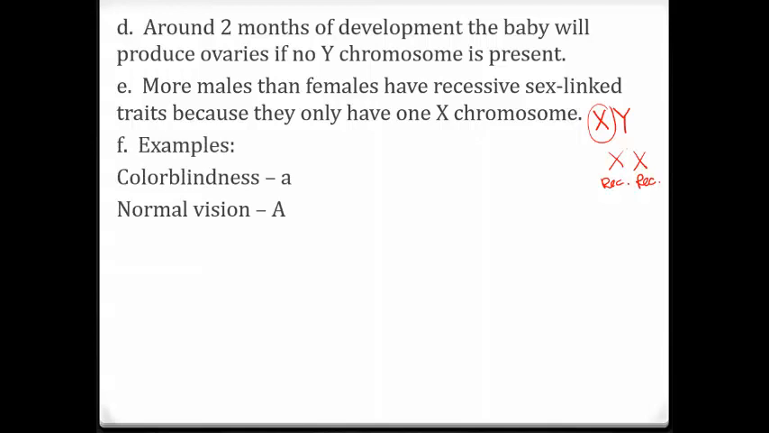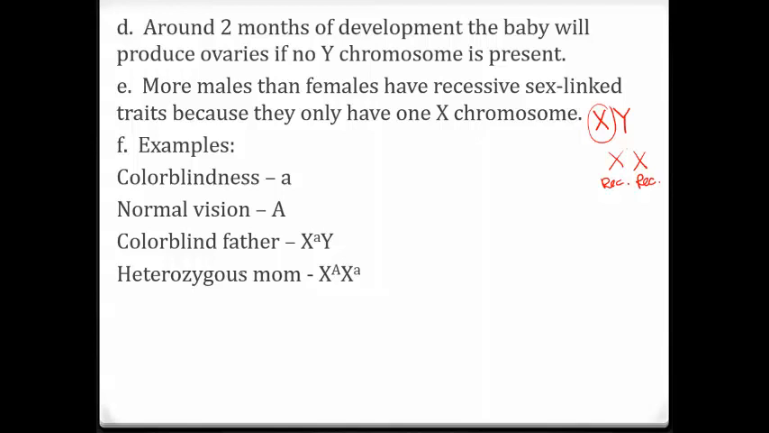Some examples on how we set these up: for instance, I mentioned color blindness. That is a trait that is on the X chromosome, and we're going to say that having normal vision, where you can see and distinguish all the various colors, would be a capital A, so it's dominant, and color blindness is a lowercase a. But because this is sex-linked, we can't just have capital A and lowercase a. We need to show what chromosome it's on.